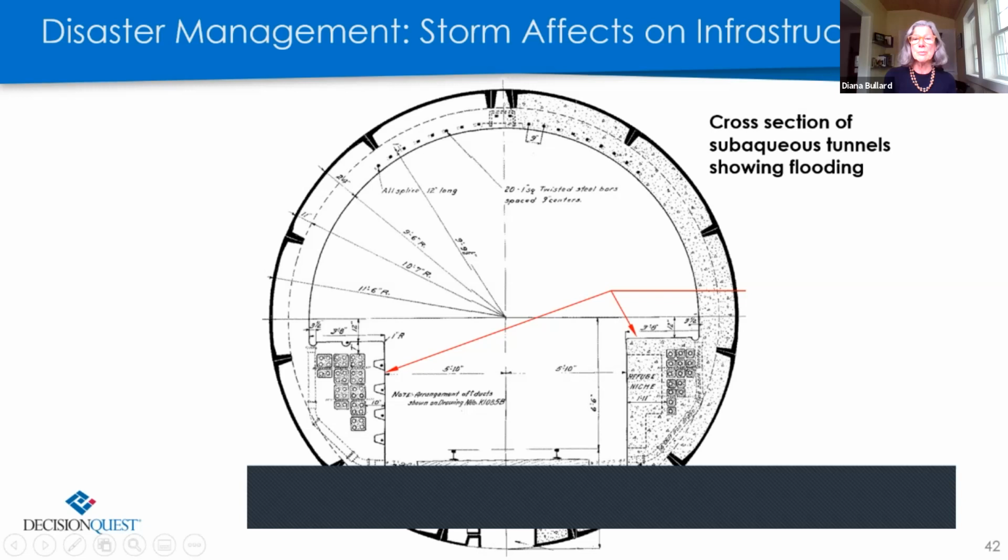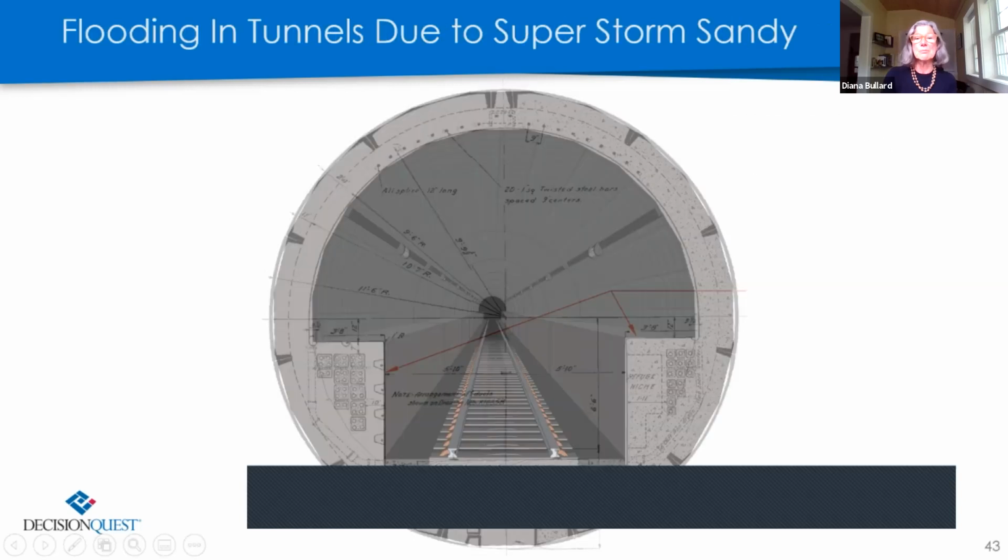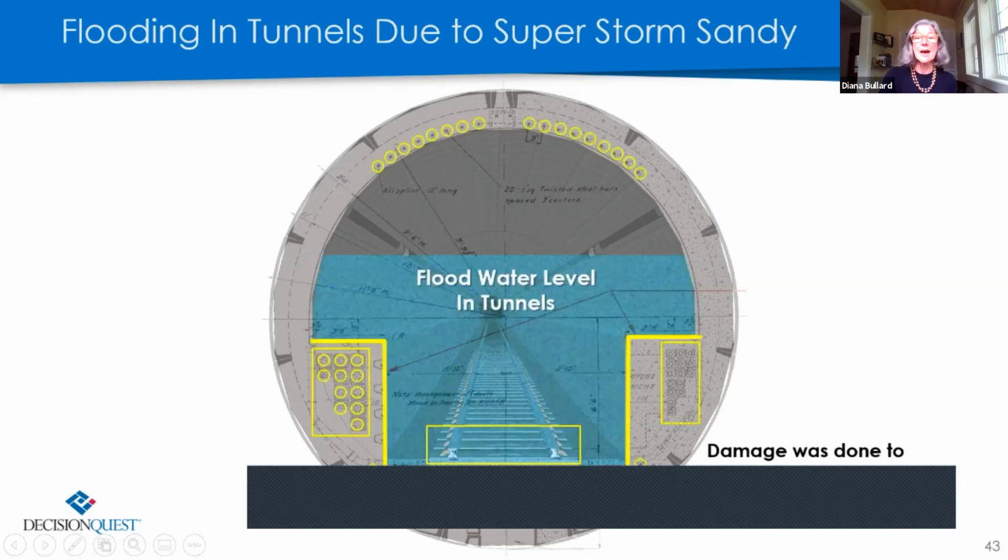So what we were able to do was give some perspective here. We built this out as an illustration. We added the track and we added the shelf-like images showing the electrical components. And then added the floodwater up to the level that was known, and you'll see the yellow highlighting indicates damage.